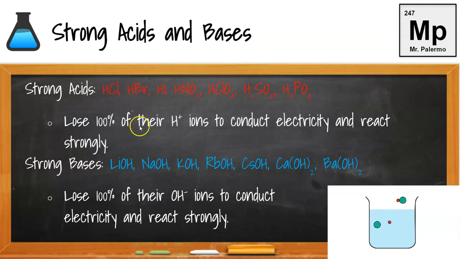So here are some examples of strong acids like hydrochloric acid and sulfuric acid. Strong acids, as we said, will completely dissociate, so they're going to lose 100% of their H plus ions to conduct electricity and react really strongly. As we can see here, when they go into solution, they completely dissociate into their ions. The same thing would happen for strong bases. They're going to lose 100% of their OH minus hydroxide ions to conduct electricity and react strongly.